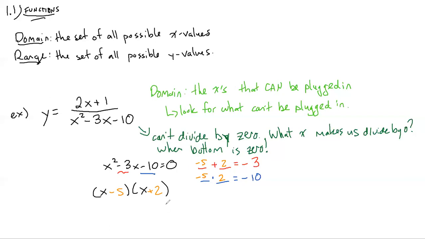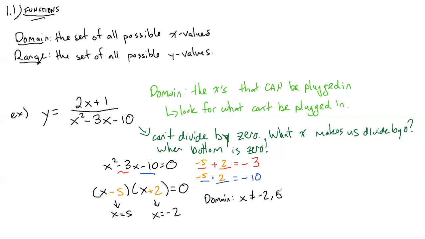Right, that's where those two numbers go, -5 and +2 equals 0. And then we should be able to get these two solutions here. It's 5 and -2. So basically, our only problems for this are going to be when x is 5 and x is -2. So we can say for our domain, we could write this two ways. We could say that x can't be -2 or 5.